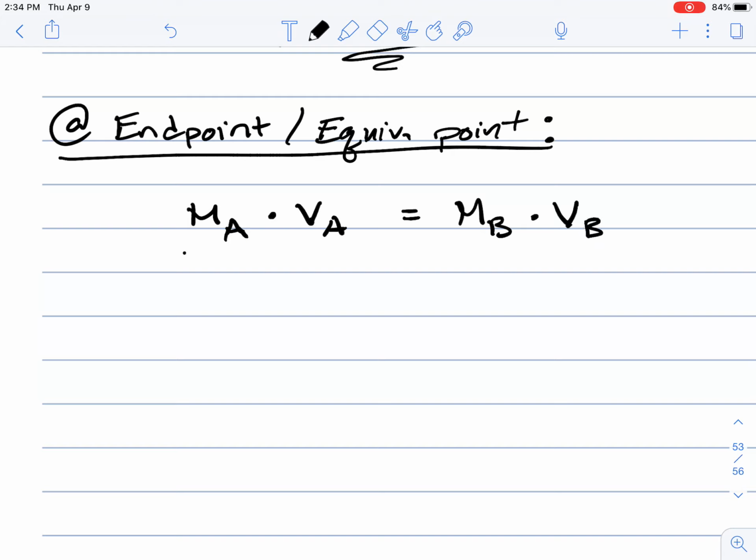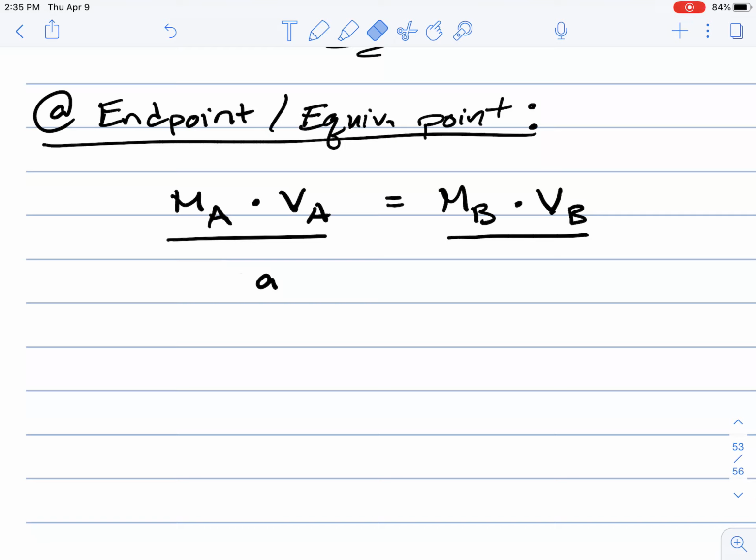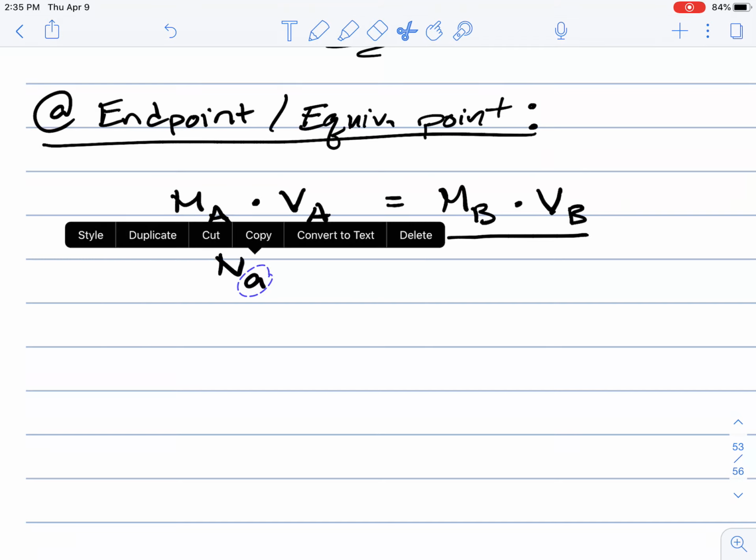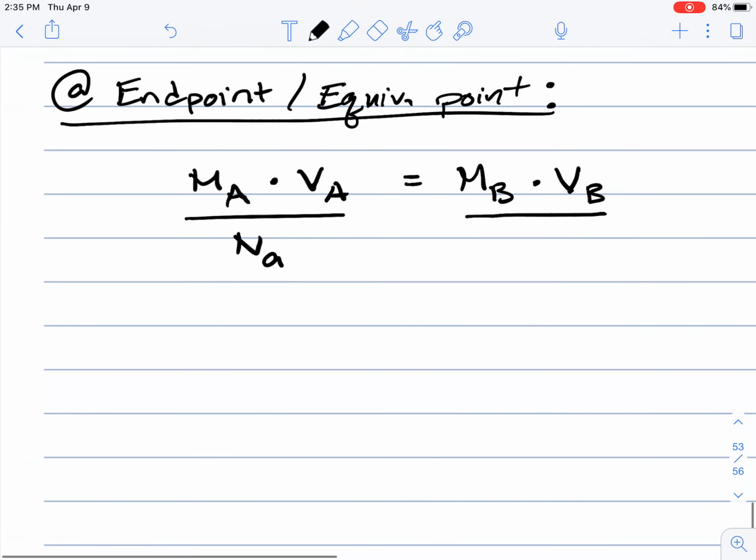Okay? And this is where a lot of students fall short. They do not incorporate the stoichiometric relationship between acid and base. And so for you to not fall into that trap, you need to divide the MAVA by NA. Okay, so this is an N. Maybe I'll just capitalize it. Okay. And I'm going to divide this by NB.